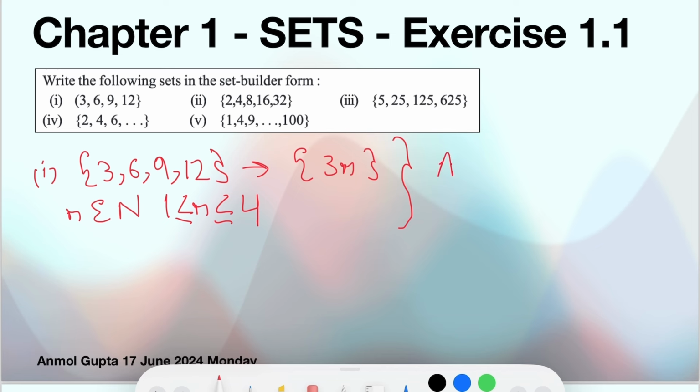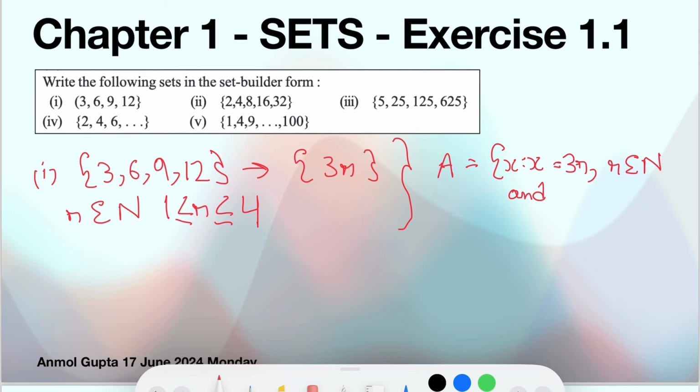A is equal to set of all x such that x is equal to 3n, n belongs to natural number and n is greater than equal to 1, less than equal to 4.